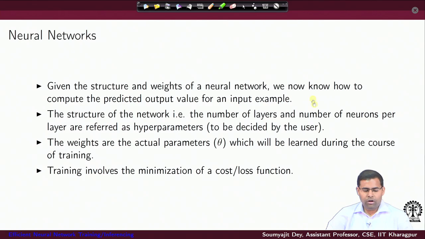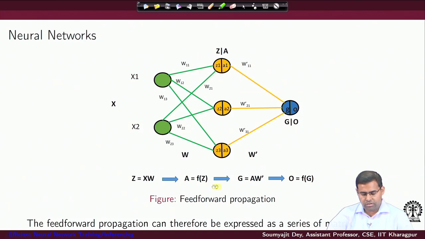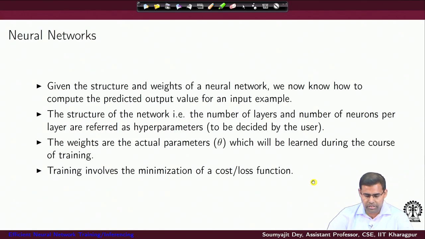So, what do we really want to do here? We are given this structure of the neural network, and suppose we are given the weights, we now know how to compute the predicted output from the input example. Now, the overall objective is that I am given the structure and I am trying to figure out suitable weight values, so that the overall function, which is a sequence of functional compositions, best approximates the overall input-output relationship. So, that is the training job.